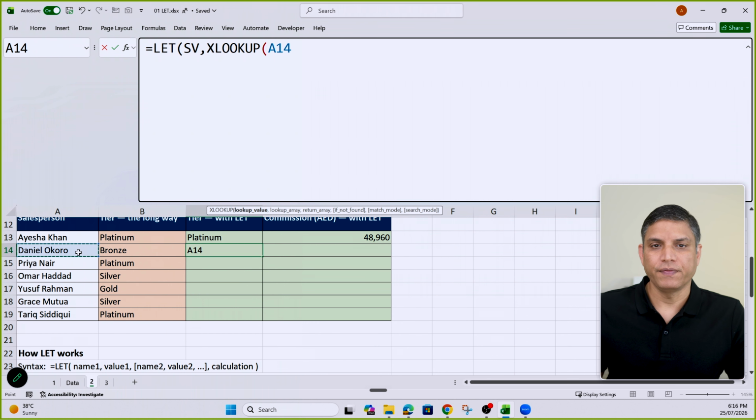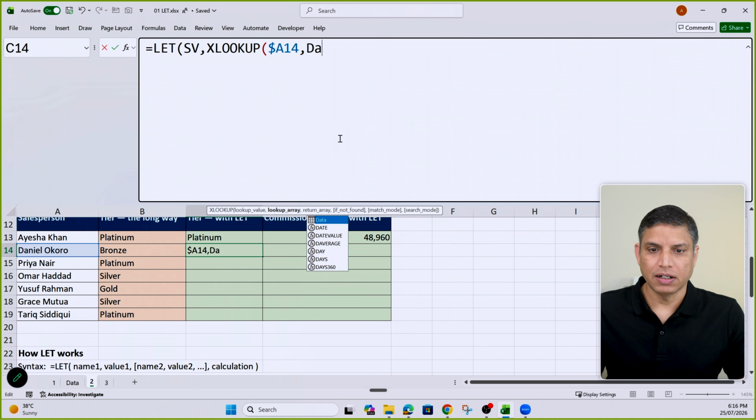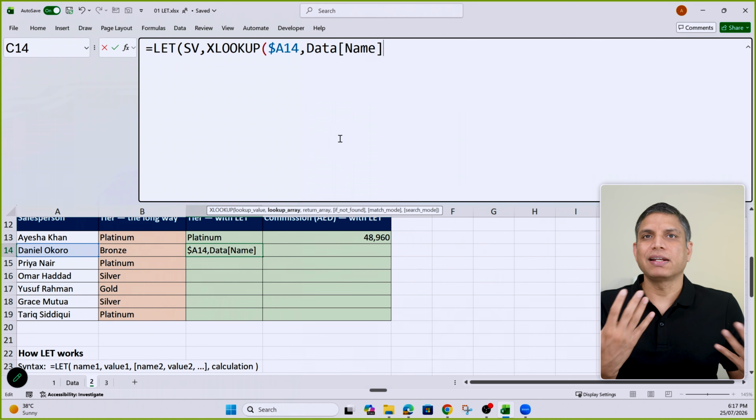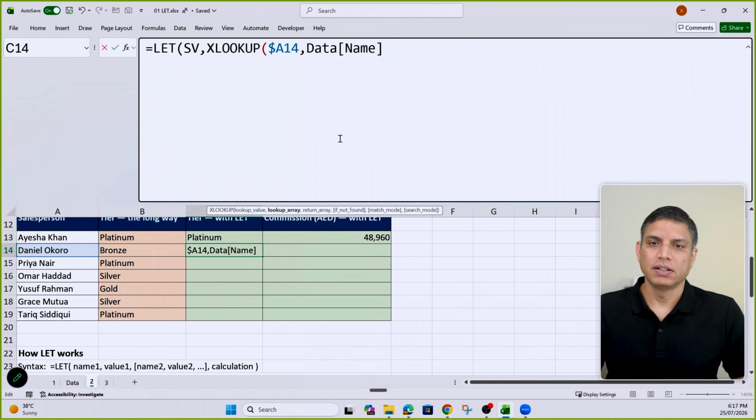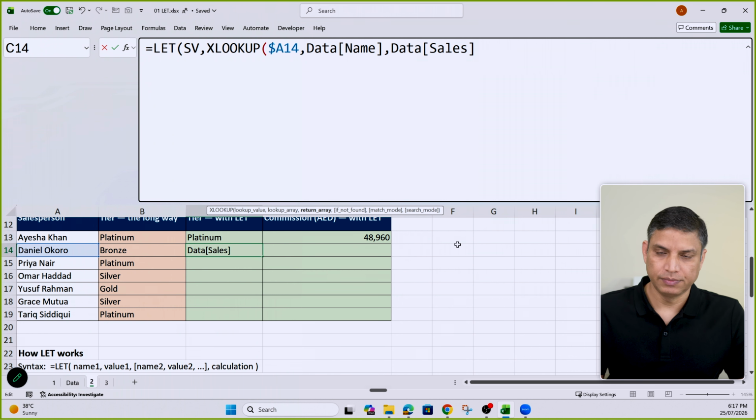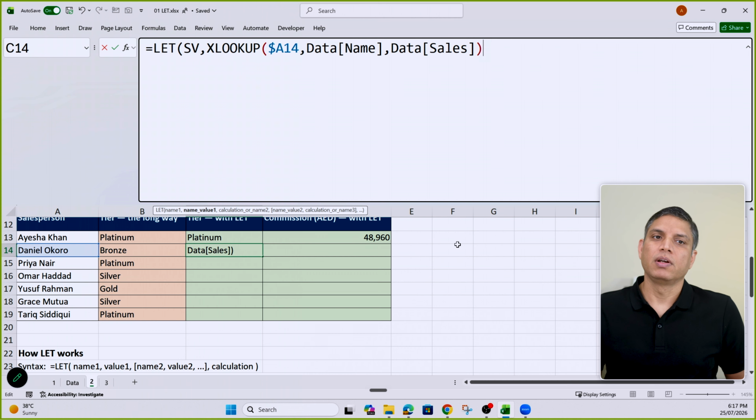What do I need to find? I need to find this person and I will keep a dollar before the column. Okay, where can we find it? We can find it in the data column, and the name of the data column, I'm not going there. I can go and select it over there, but that's easy for me. What would I get in return? In return, I would need data and the sales from that data. So that's my XLOOKUP and it gets closed over here. So my SV, sales value, is this.